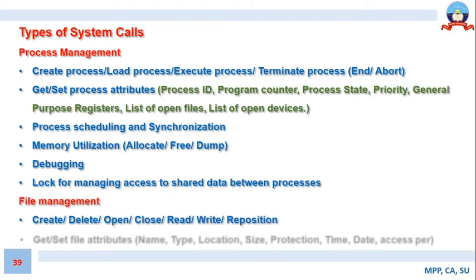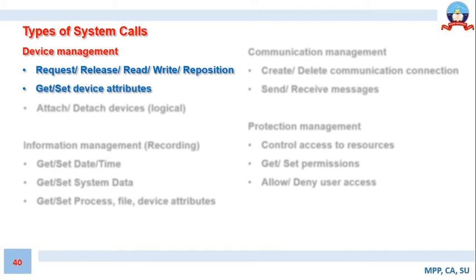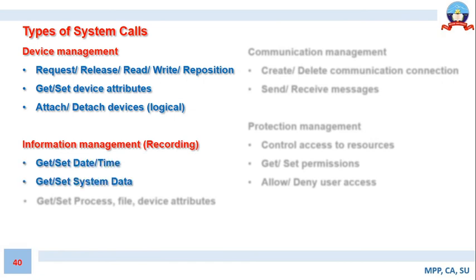Likewise with files, we have system calls for creation, deletion, opening, closing, reading, writing, and repositioning the files. Then we have system calls for fetching and setting the file attributes. Likewise, we have system calls associated with devices: request, release, read, write, reposition. Then we have system calls for fetching and setting the device attributes. We have system calls for attaching and detaching the devices. This is the programming logic, so it's rather logical. Then we have system calls for managing information, like fetching and setting the date and time, the system data, and the process, file, and device details.